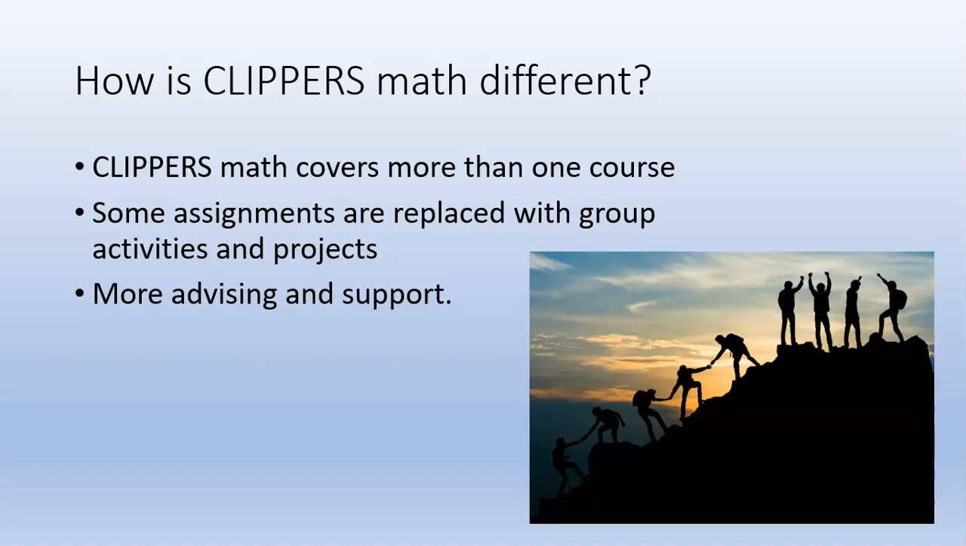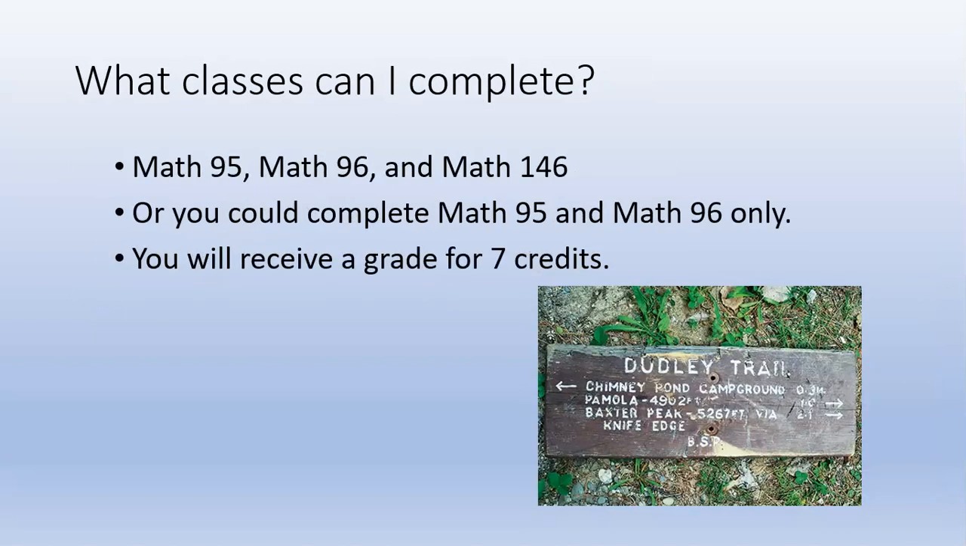Some of the assignments that you would have had in a traditional class are replaced with group activities and projects, or individual activities in some cases, and we provide more advising and more support than a typical math class. You can complete Math 95, 96, and 146 this quarter, but you could also choose to not do the 146 portion. That choice comes in the third week, and then you would only complete the 95 and 96 courses, and you would enroll in Math 146 in a future quarter.